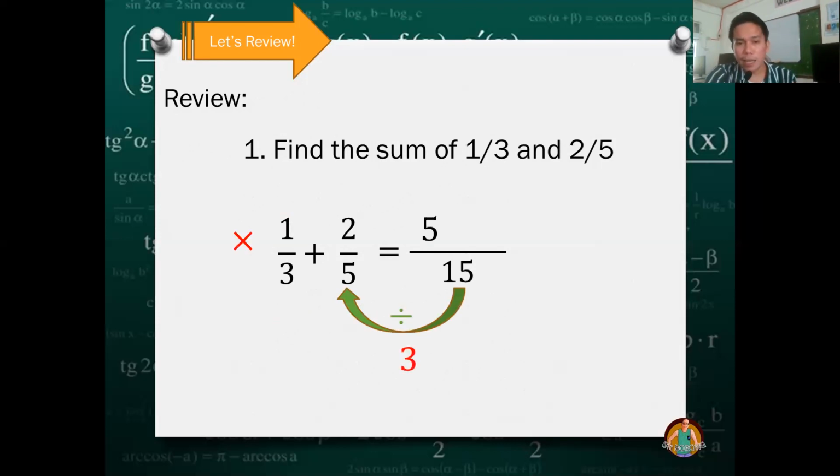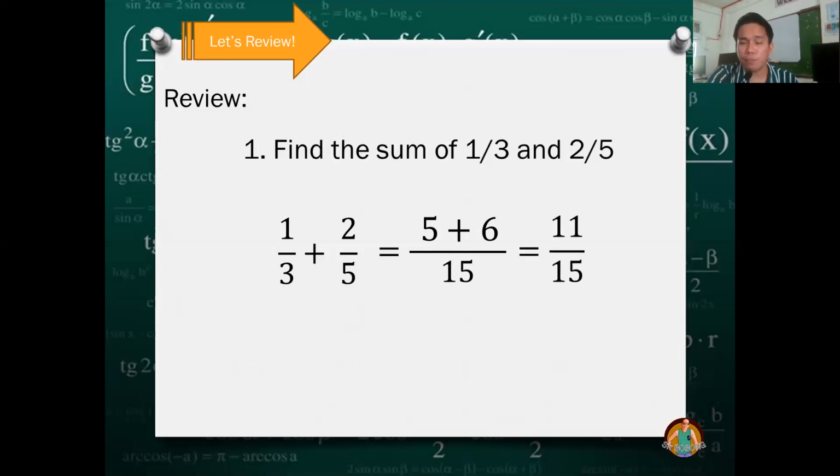Tama? And 3 times 2 will give us 6. And that will be the numerator of our 2/5. So, pwede na natin i-combine? Yes. Pwede na natin i-combine kasi pareho na yung kanilang denominator. Actually, yung 5 plus 6 over 15 ay pwede na yung dalawang fraction siya, di ba? 5 over 15 and 6 over 15. Yan yung ibig sabihin niya. Pero inisa lang natin. Okay? So next, 5 plus 6 will give us 11. Copy 15. And that will be our final answer.